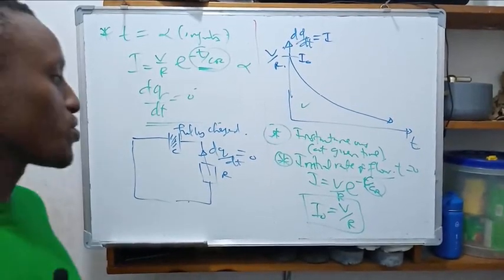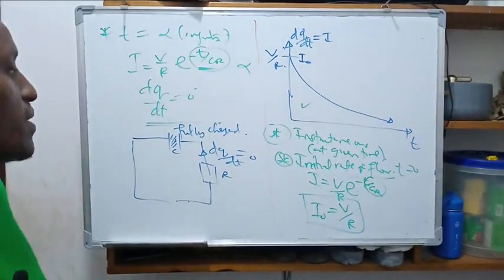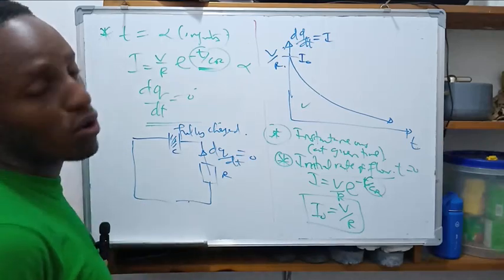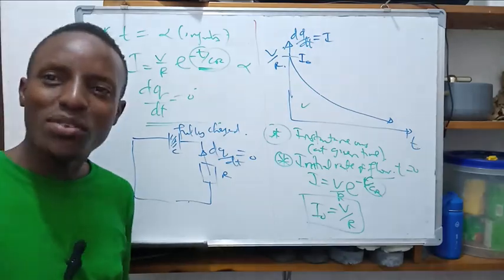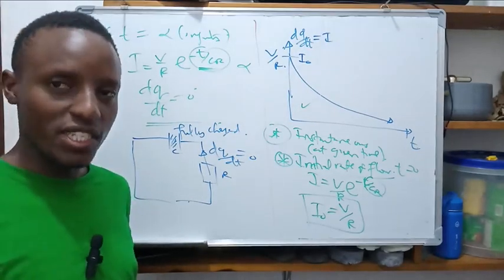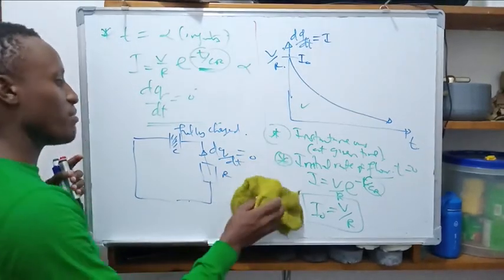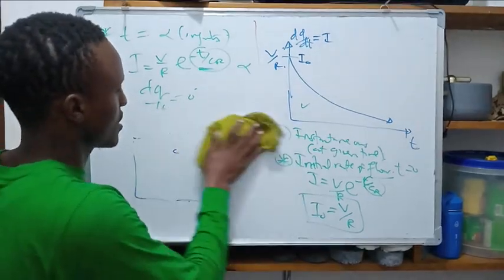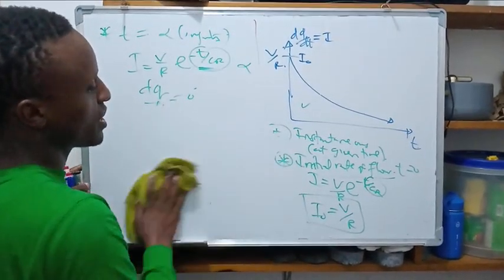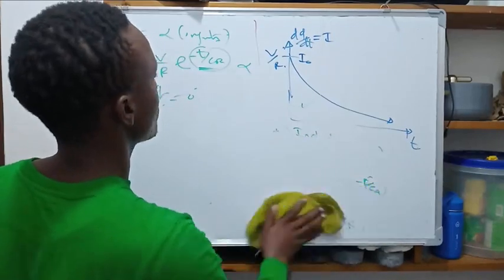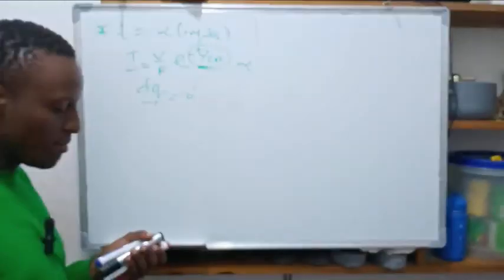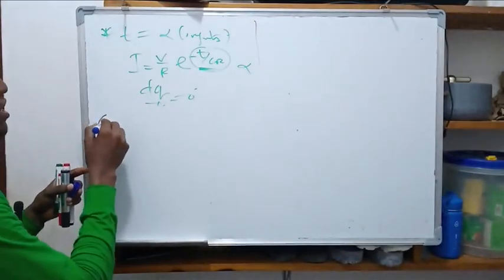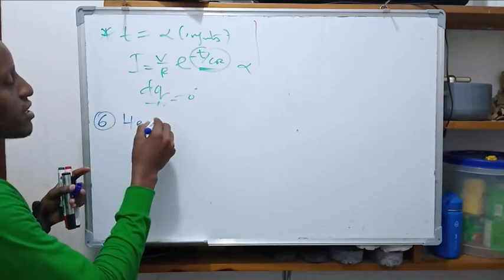Okay, let's continue, guys. That's what happens in terms of the questions. They can even ask you how to calculate the heat generated after time. Speaking about the heat, let me do an example here about the heat. Heat generated after time. Number 6: six questions that they can ask you. Heat generated.